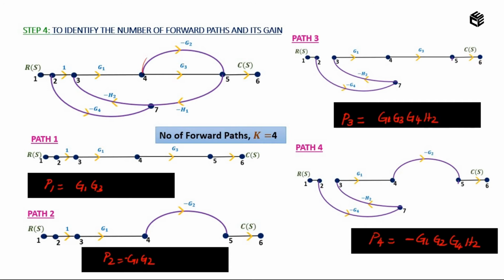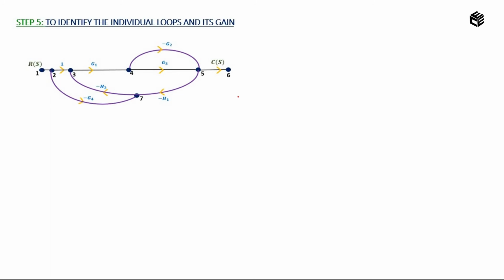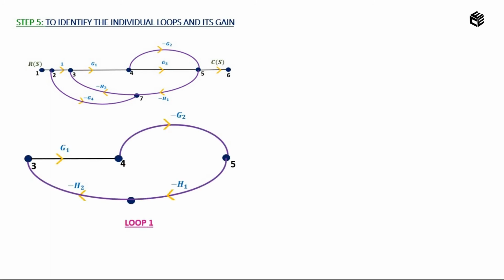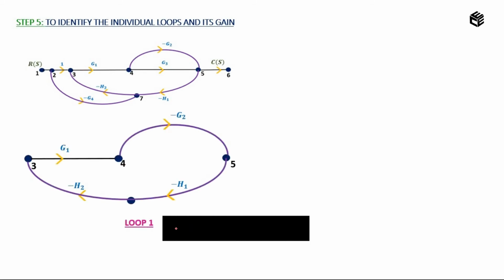Okay. What is our next step? Our next step is to identify individual loops. So on seeing the structure we can find how many individual loops are available. So the first loop is 3 to 4, 4 to 5 and 5 back to 3. So I am taking that as loop 1 and I am going to write the loop gain as P11 is equal to minus of G1, G2, H1, H2.